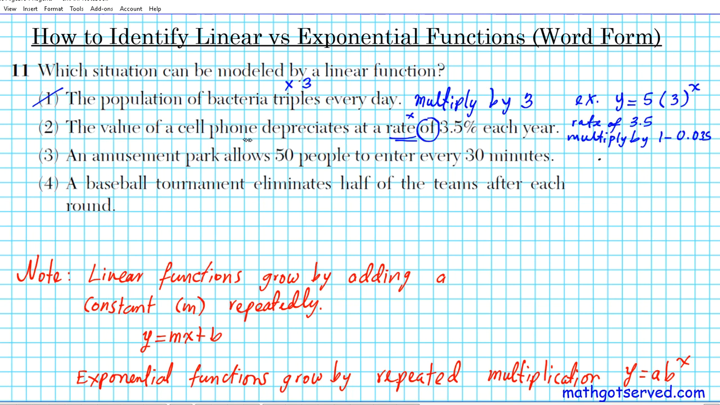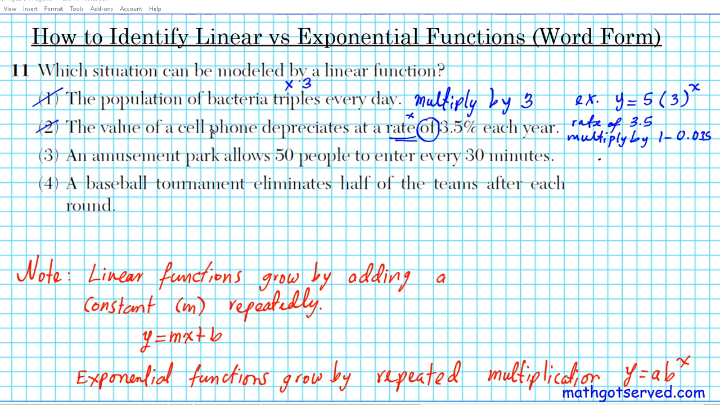So what kind of function is this? If you're multiplying by 1 minus 0.035 over and over again, is that linear or exponential? Since it's repeated multiplication, this is an exponential function, so this is not what we're looking for. Let's take a look at an example of option 2.